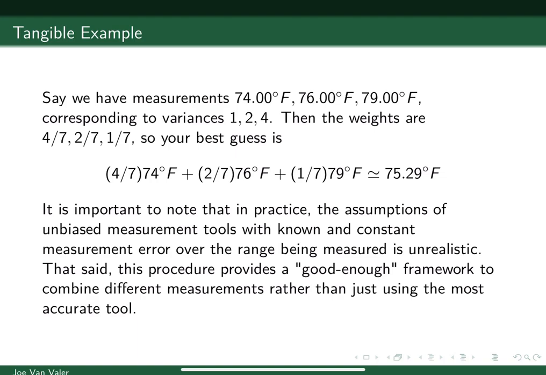But that said, this procedure is a good enough framework to combine different measurements rather than just picking the most accurate thermometer or the most accurate measurement device and just using that one. Because if you have independent measurements, no matter how bad the other values are, so long as the variance is finite, you can use it to your advantage to improve the prediction of your measurement.